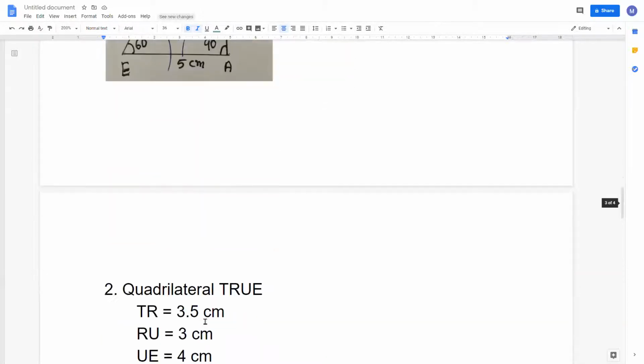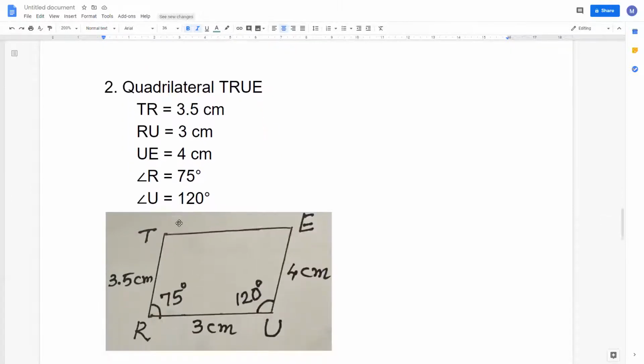Now second question, one more question I am going to explain today, that also I will show you. Quadrilateral TRUE. So TR equal to 3.5 cm, RU equal to 3 cm, UE equal to 4 cm, angle R equal to 75 degree, angle U equal to 120 degree. Here I have drawn the rough diagram.